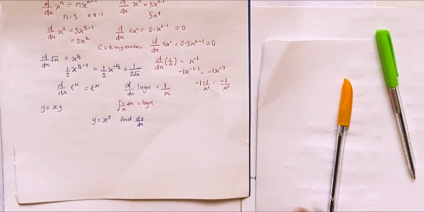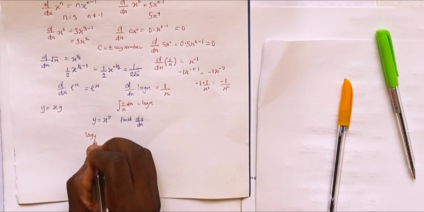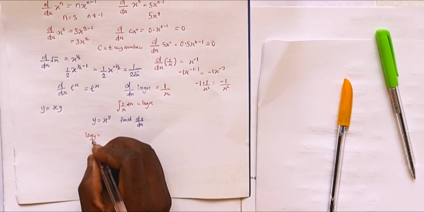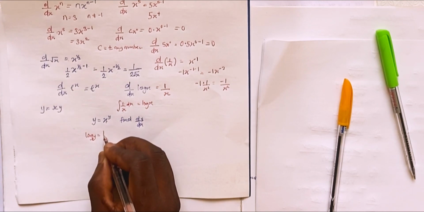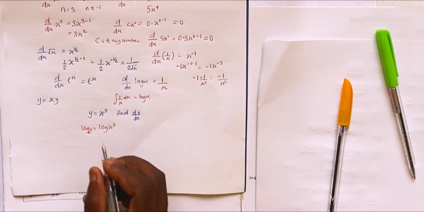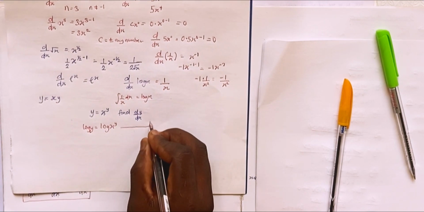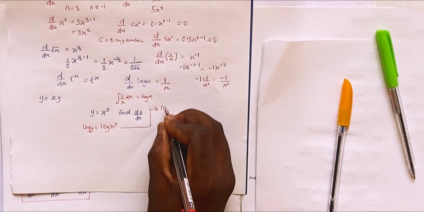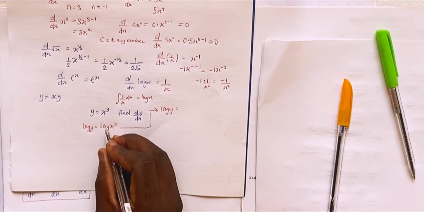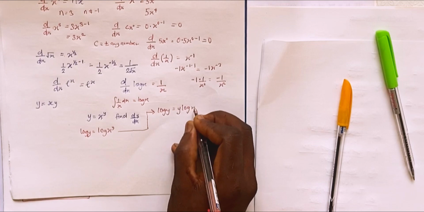This is an exponential. You need to take log of both sides. Taking log of both sides, we are going to have log y equals log of x to the power y, which is the same as writing y log x, right?